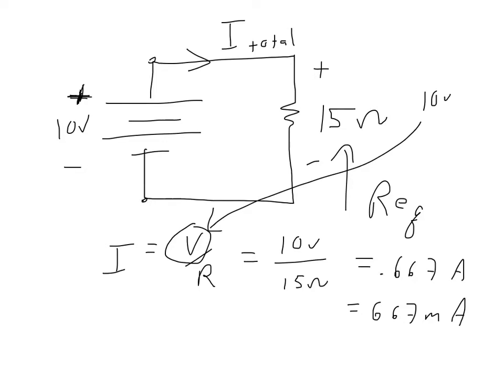Now I'm going to go backwards and figure out what the current is and the voltage is across each of the other resistors. So I'm going to undo what I just did, redraw my circuit again.